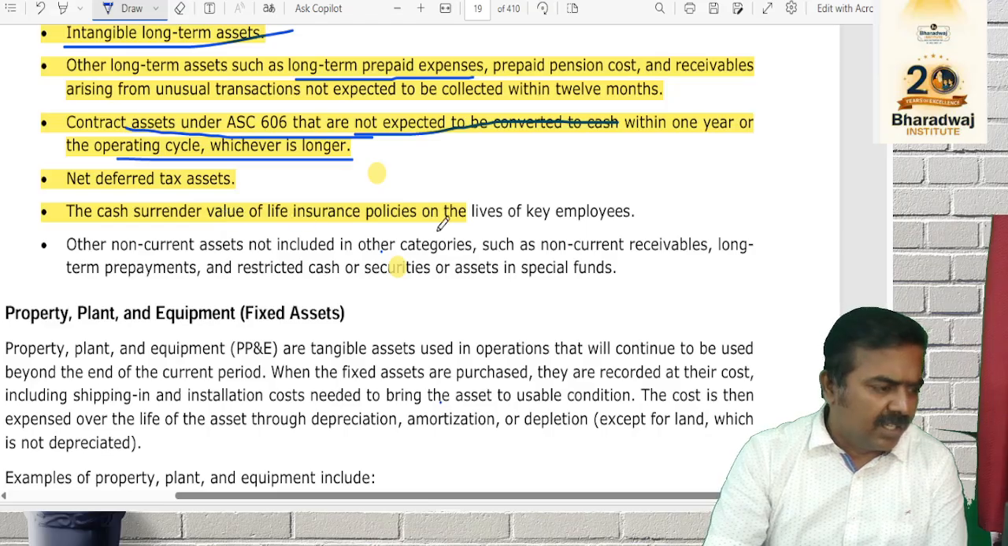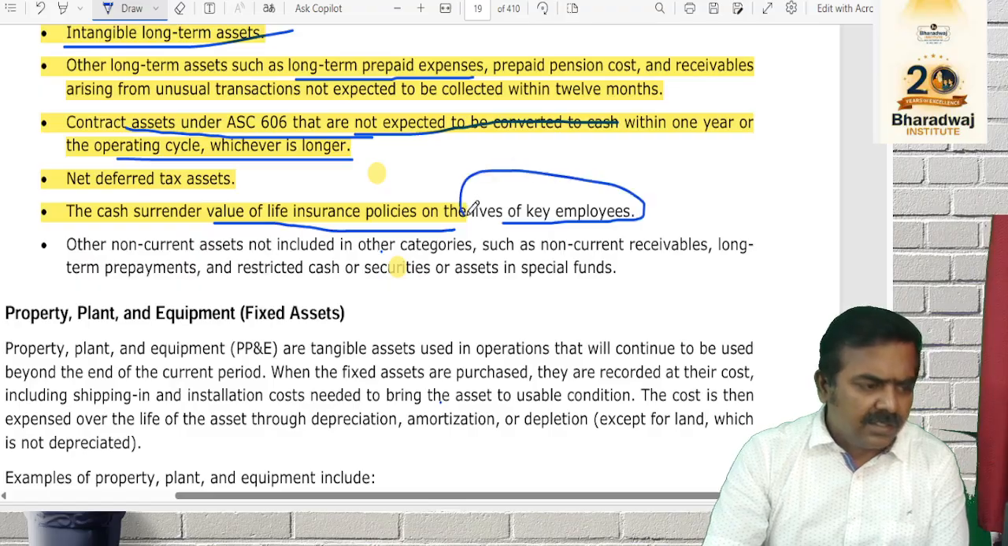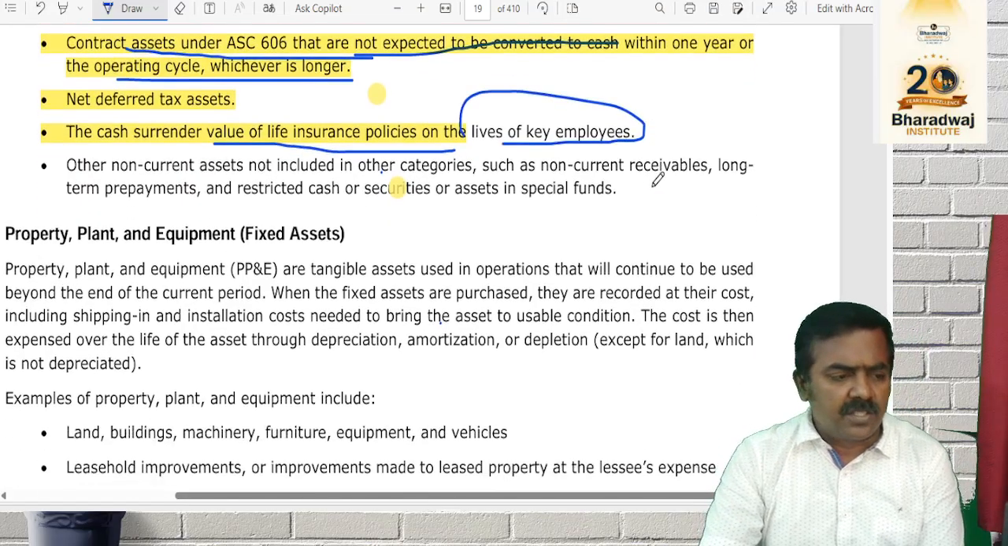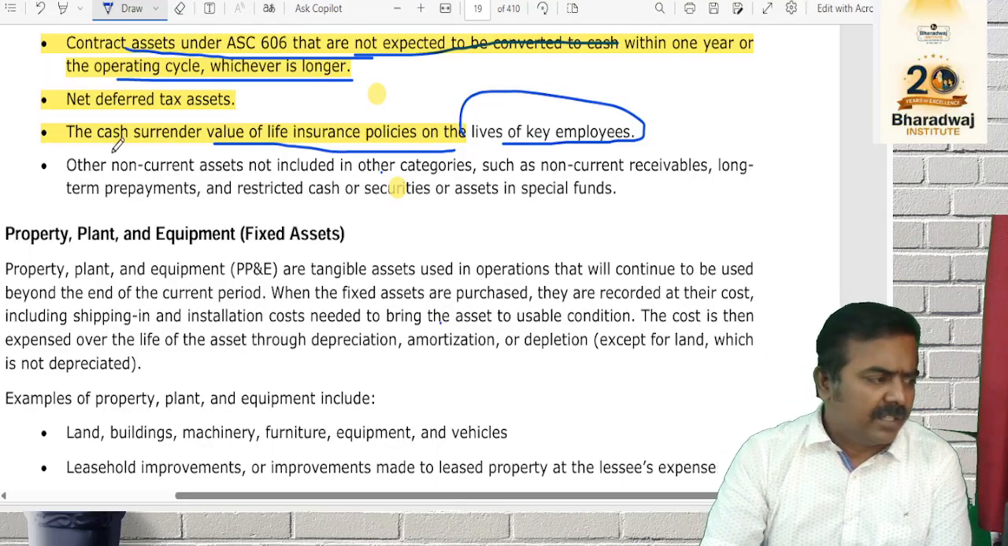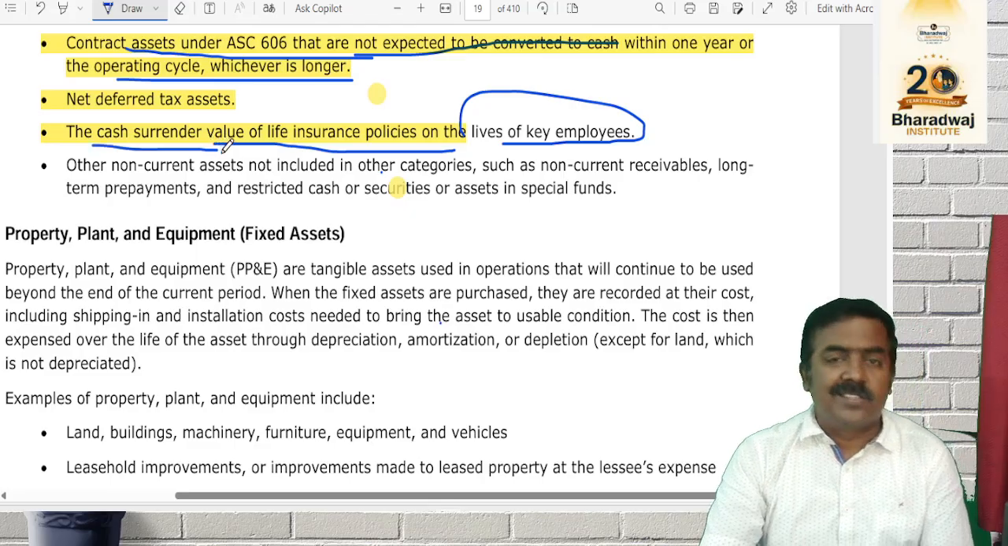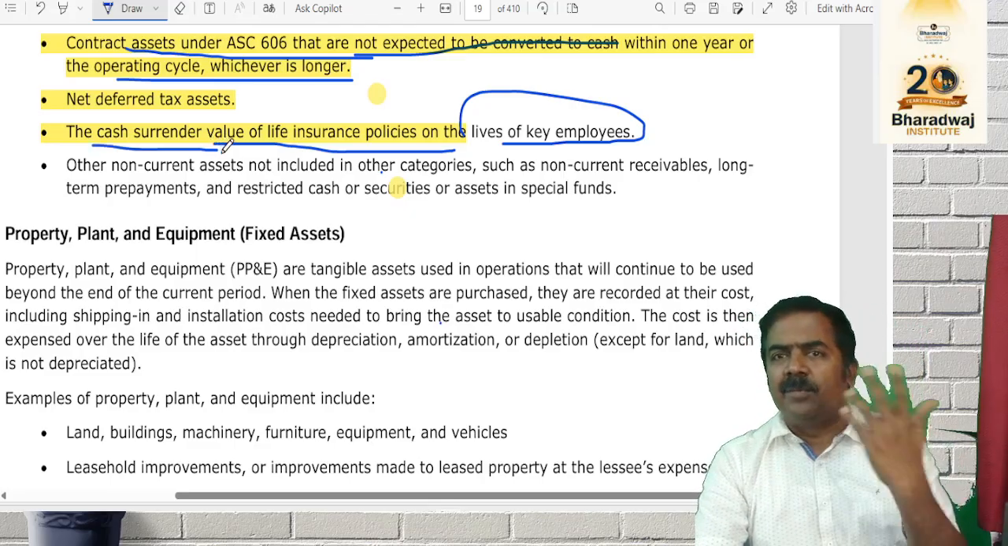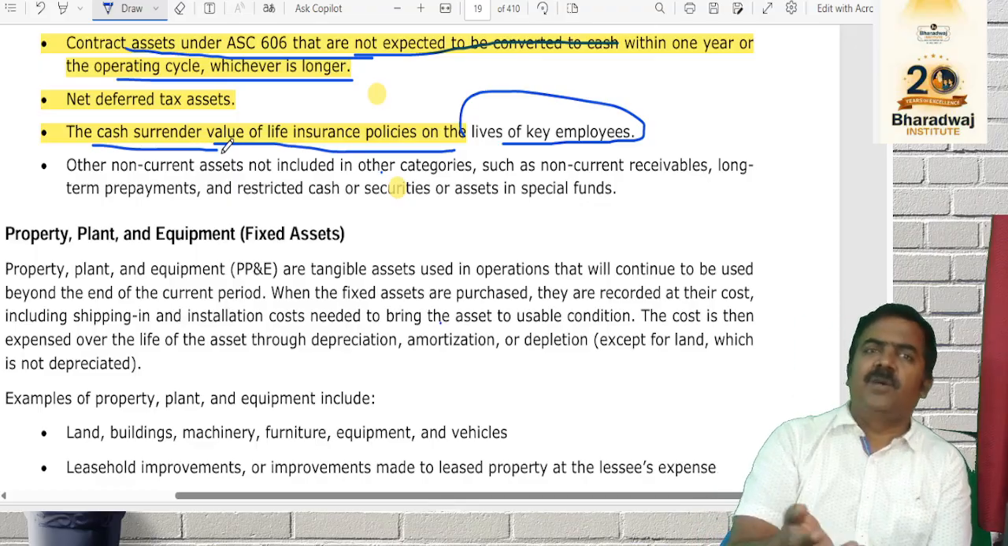Then surrender value of life insurance policy. See, simple. Companies take insurance on key men, that is CEO, CFOs and all. Only when you surrender the insurance policy, you will get the money. On the maturity, you will get the money. Or if employees die, you will get the money.